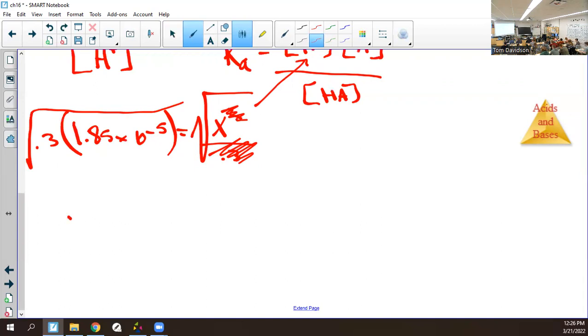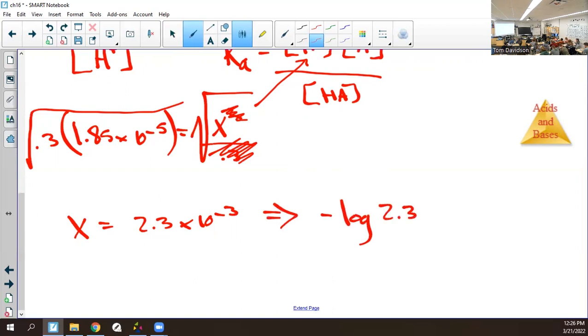So you're going to have that answer for what x is equal to. Get it back up on that number. Okay, good. Now what do you do with this number? You take the negative log of it. 2.6. Yes, the pH is equal to 2.6.